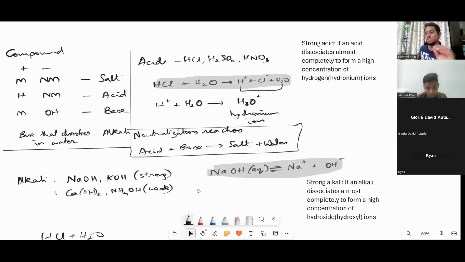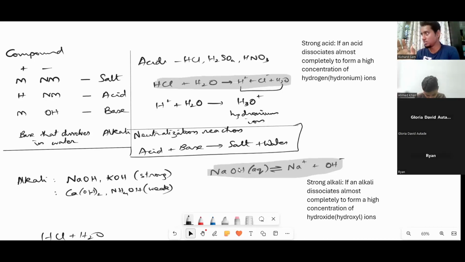Next, classification of acids and bases is based on the amount of water that you add. So what if you take HCl and you add a lot of water to it? Now what happens to that acid? It becomes dilute, right? The word dilute means there's a lot of water. What's the opposite of dilute? Concentrated. So concentrated acid means there's very little water in it.